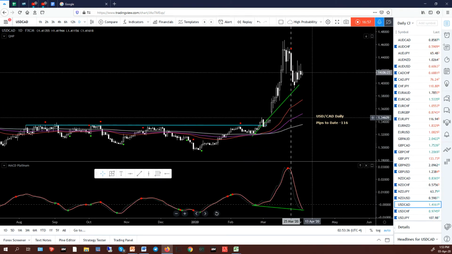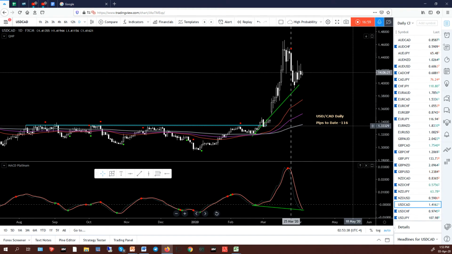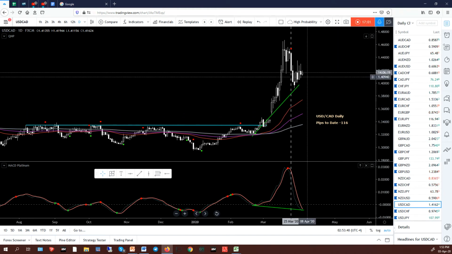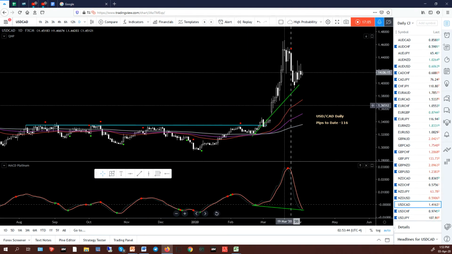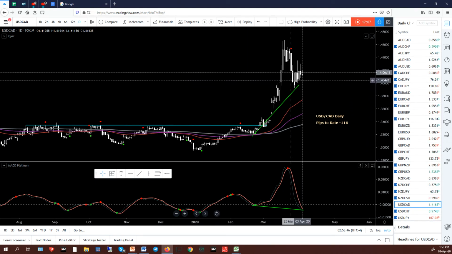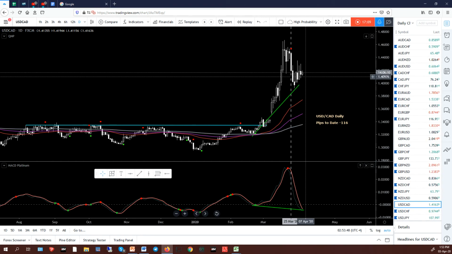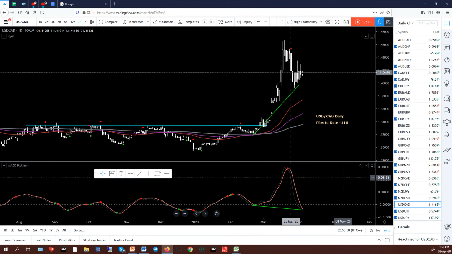USD CAD, my bogey pair, it's the only one I'm negative on overall. I find it a tough pair to trade. I don't know why, it moves nicely, I just seem to stuff it up every time. But we're in no trades at the moment, just possibly setting up for some sort of bullish divergence there.